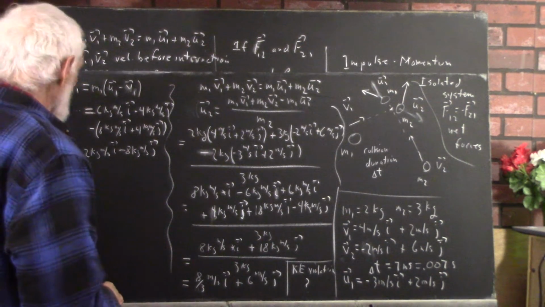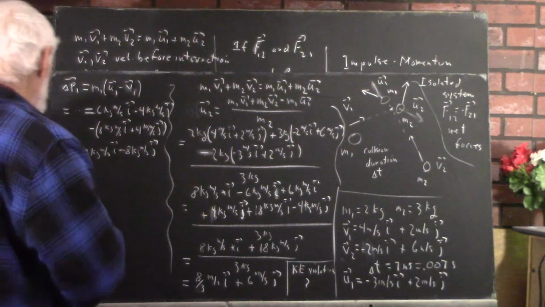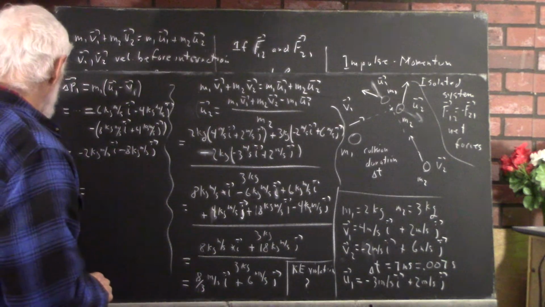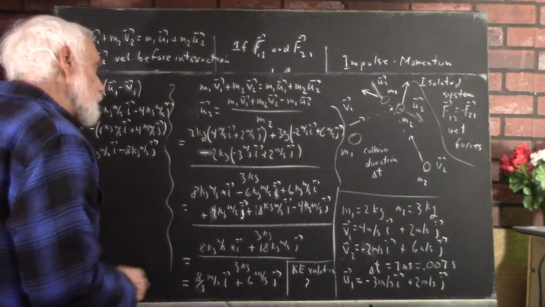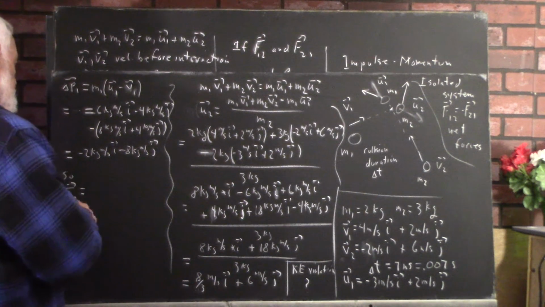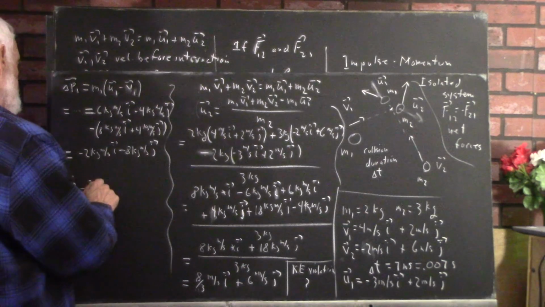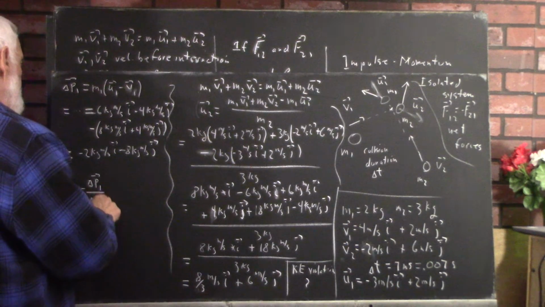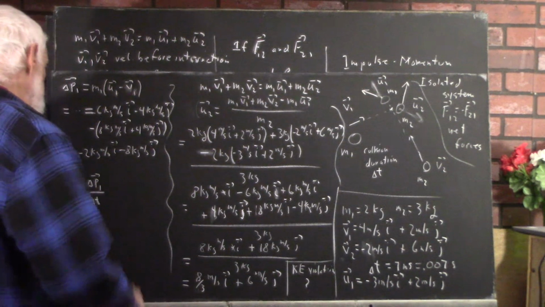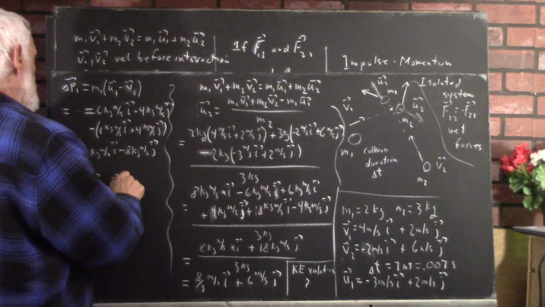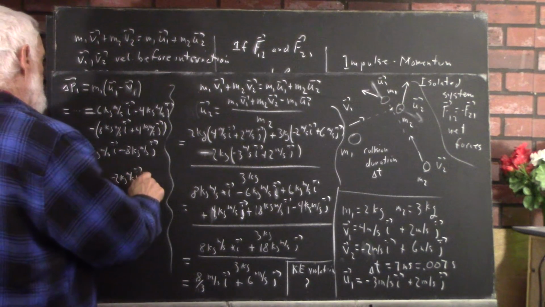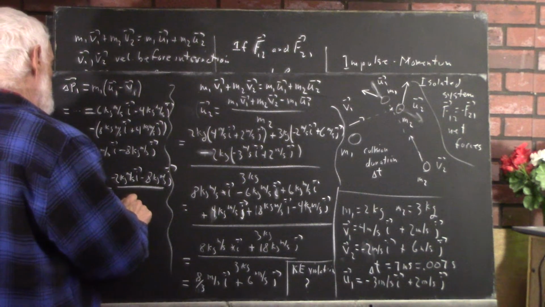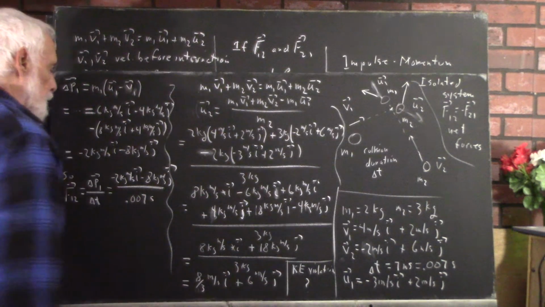So, one concept, there's your change in momentum. Another concept then, this force exerted on the first object by the second is delta P1 over delta T, which is negative 2 kilogram meters per second I minus 8 kilogram meters per second times J, divided by 0.007 seconds.